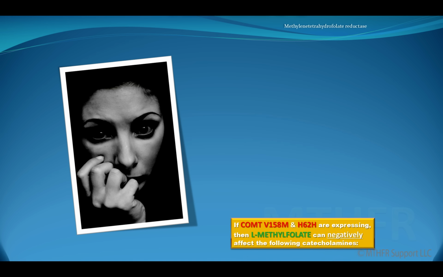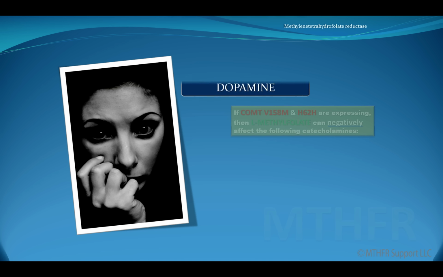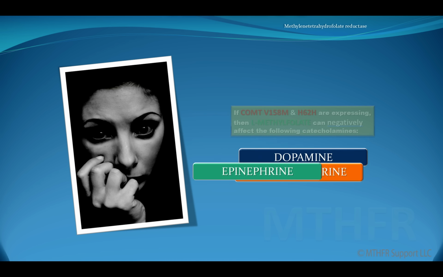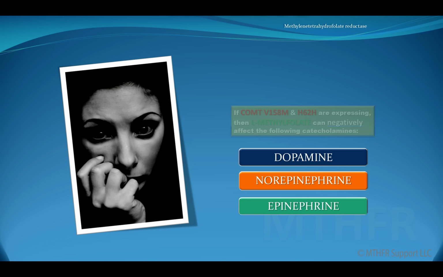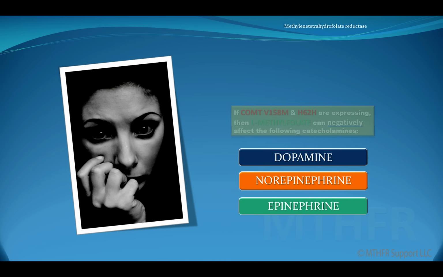High levels of L-methylfolate can put a burden on people with COMT V158M and H62H who have a hard time breaking down dopamine, norepinephrine, and epinephrine. Methyl donors like L-methylfolate can elevate epinephrine and lead to anxiety and panic attacks in individuals when COMT V158M and H62H are compromised.